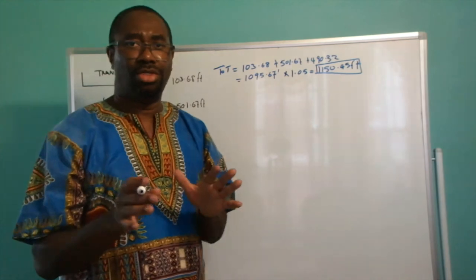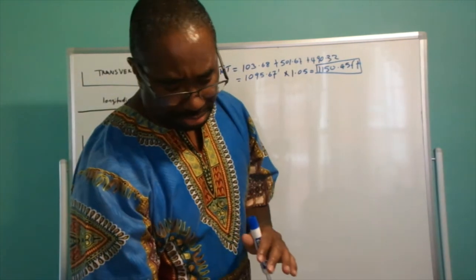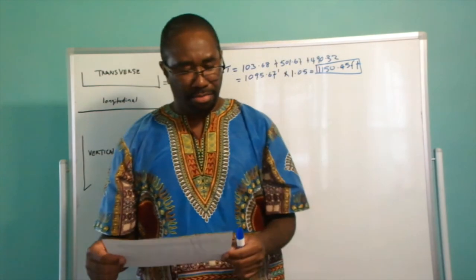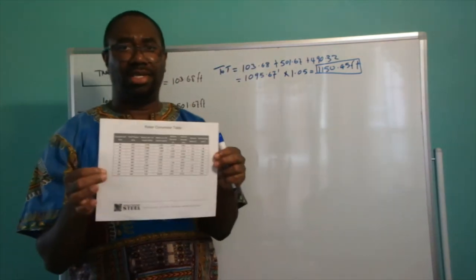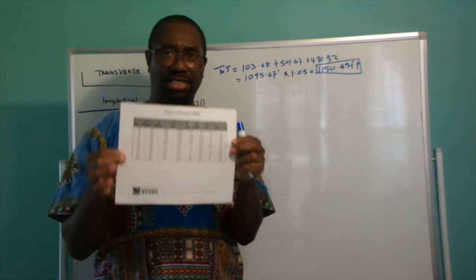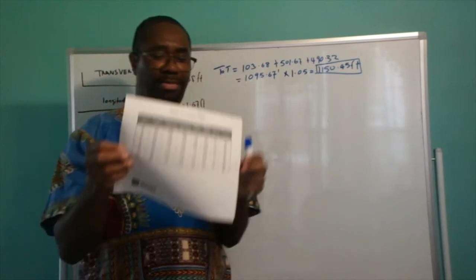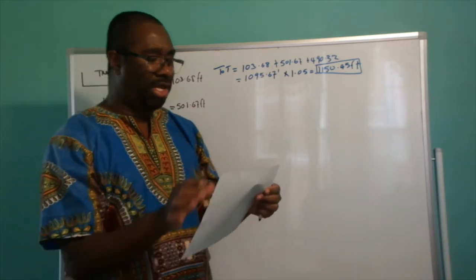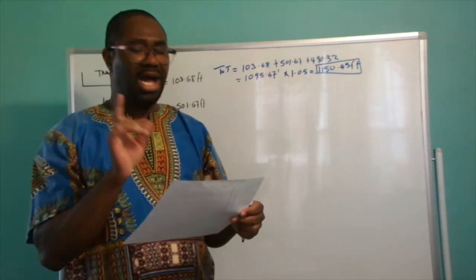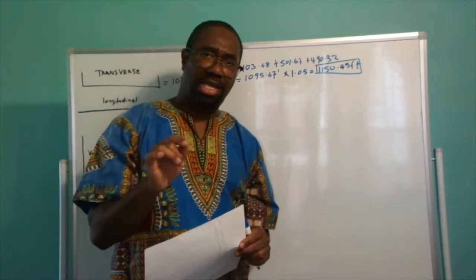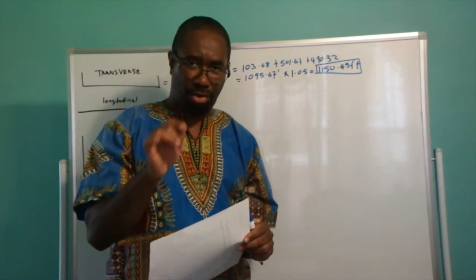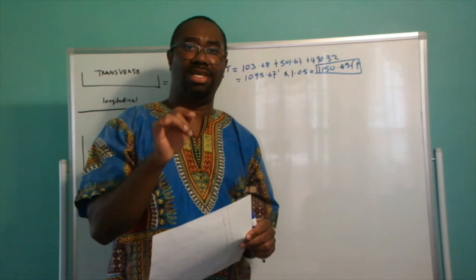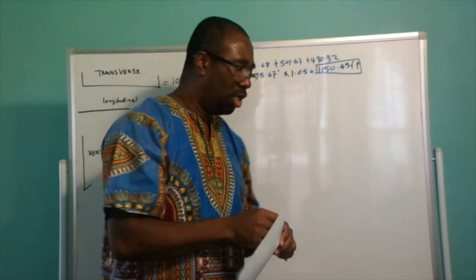Now, in order to calculate the amount of tons of this steel, we have to convert this 1150.45 to pounds. Now, half inch steel, based on my rebar conversion table, and if you are interested, you can download it from the internet. Just type in rebar conversion table and you will see something like this, so you get a copy of it. So according to my rebar conversion table, half inch steel weighs 0.668 pounds per foot.